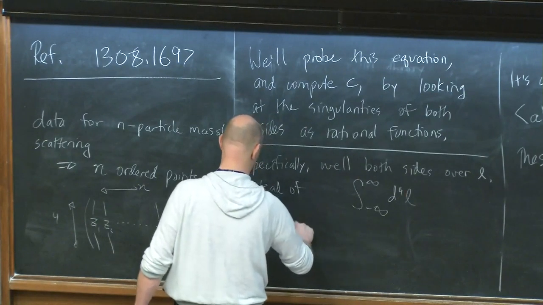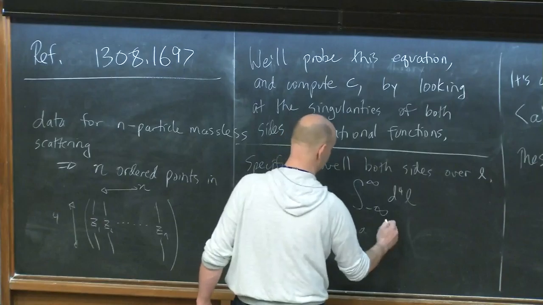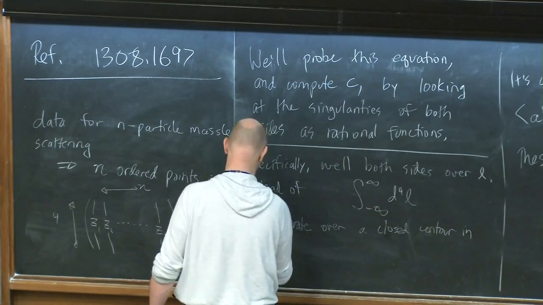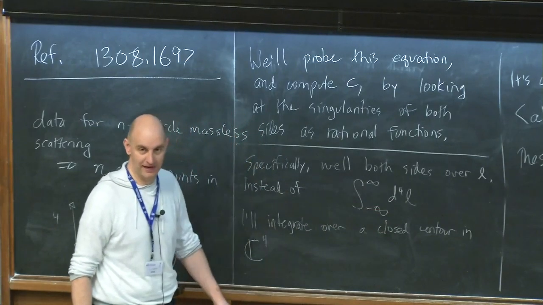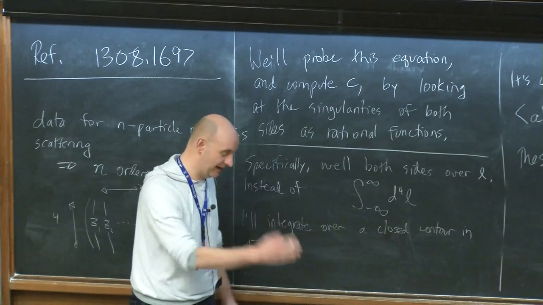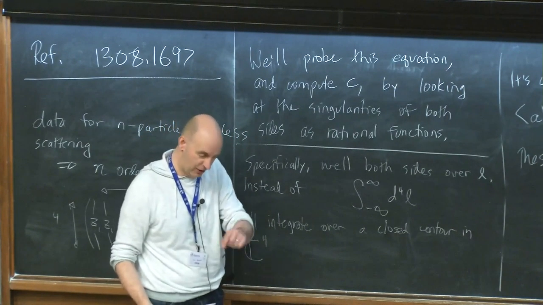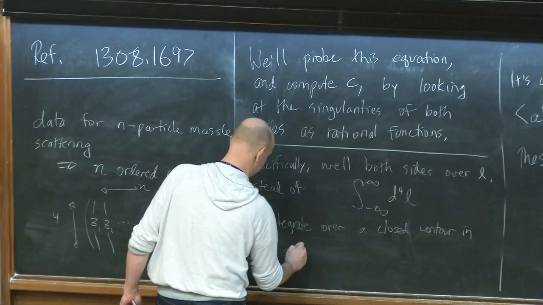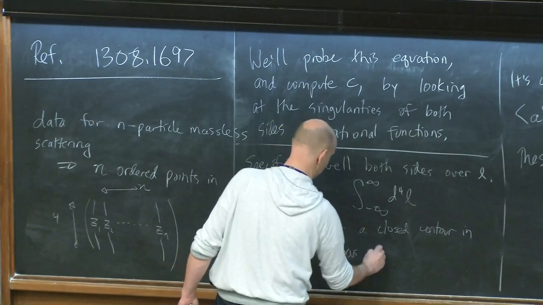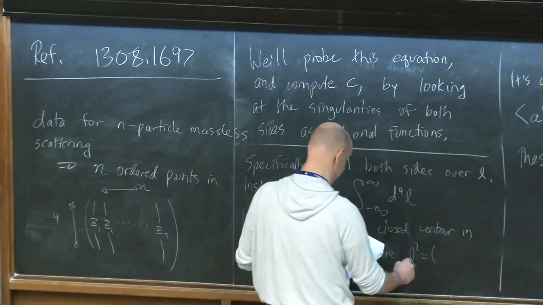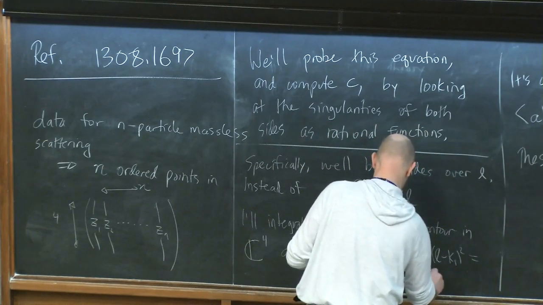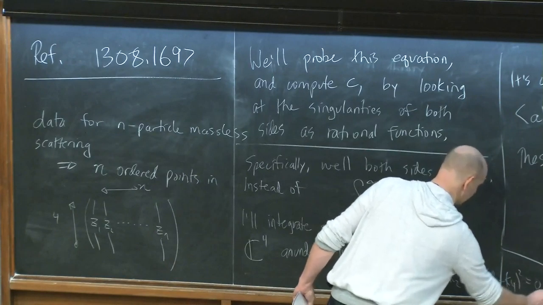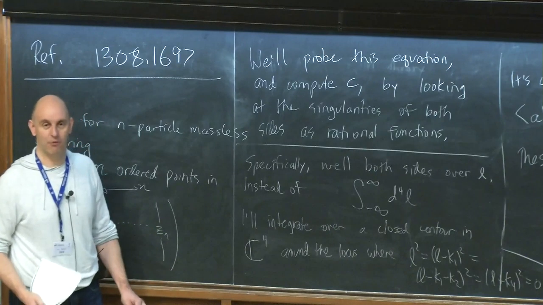I'll integrate over a closed contour in the complex, well, actually, it's in C^4, because I'm going to treat each of the four components of L as an independent complex variable. And then instead of integrating over the physical contour, which is the one that goes mostly along the real axis in all of them, I'll integrate over a closed contour around the locus where L squared equals (L minus K1) squared equals (L minus K1 minus K2) squared equals (L plus K4) squared equals zero. Okay, in other words, basically, I want to compute a residue.